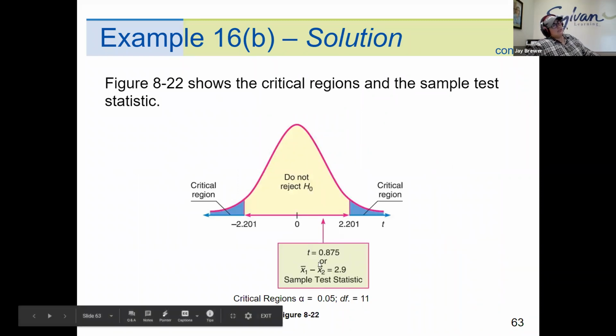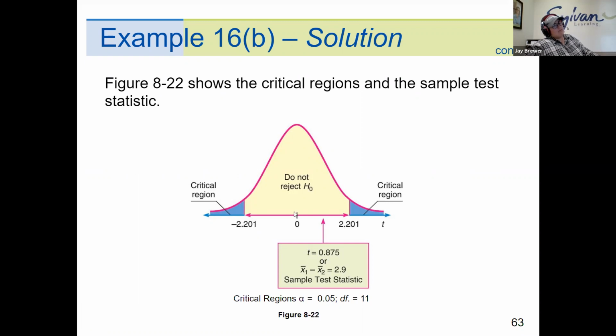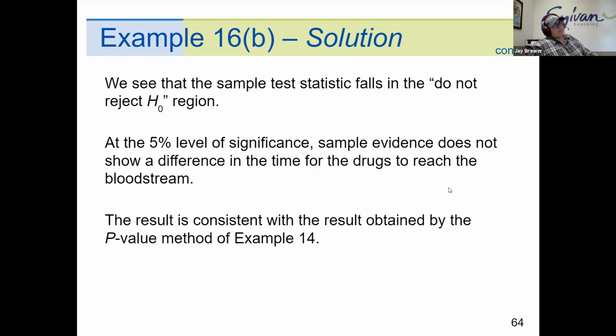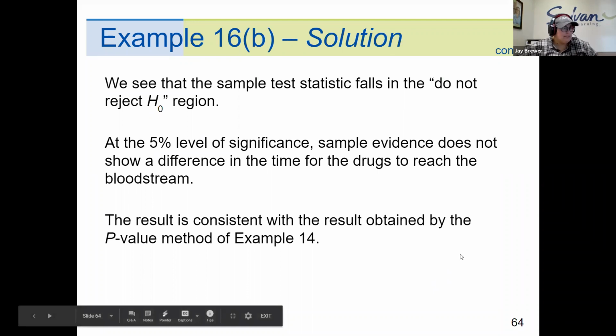Next, compare the test statistic to the critical values. So here you can see t is equal to 0.875. It falls in between the two. We see that the sample test statistic falls in the do not reject the null region. At the 5% level of significance, sample evidence does not show a difference in the time for the drugs to reach the bloodstream. The result is consistent with the result obtained in the p-value method of example 14.